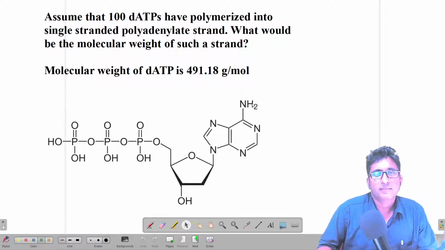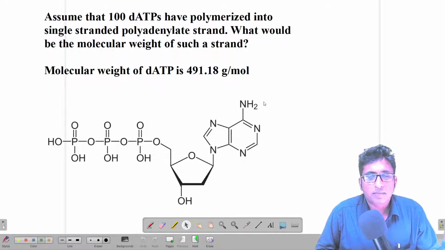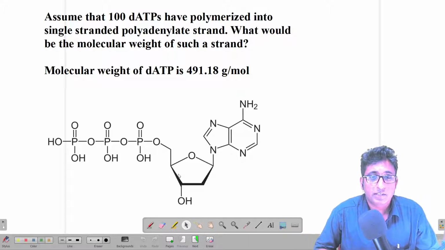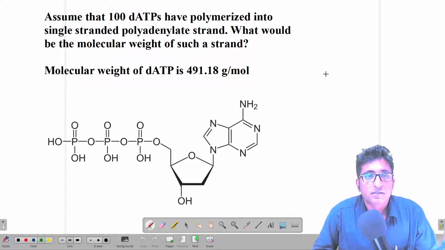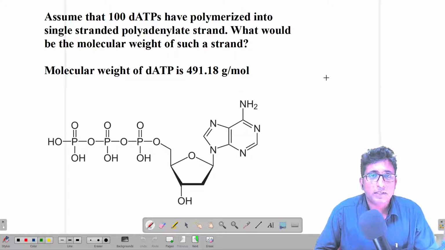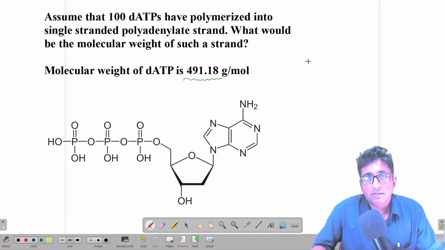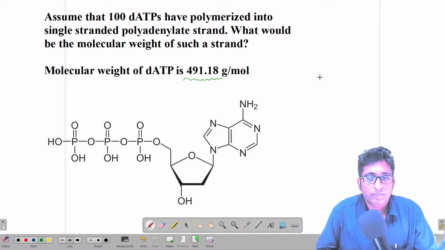Hello, here is a problem, a calculation, and I would like you to attempt answering it. Assume 100 dATPs have polymerized into a single-stranded polyadenylate strand. What would be the molecular weight of such a strand, given that we have the molecular weight of the dATP?